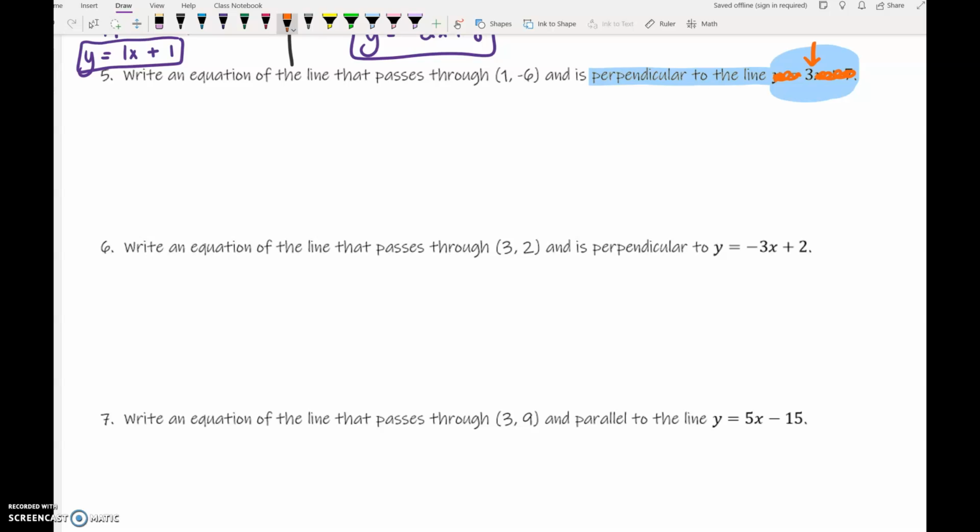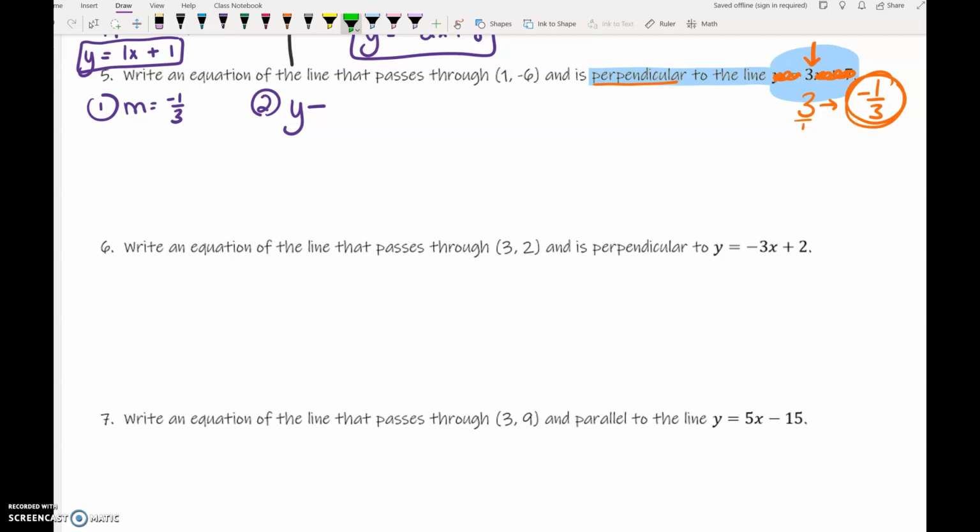Now, that's the original slope. We want something perpendicular to 3. So if 3 is the original slope, what's the perpendicular slope? Negative 1/3. That's the slope that we want to use. So step 1 is still going to be figure out what your slope is. You're just going to have to do a little bit of mathematical thinking to figure out what that slope is. Once you know what your slope is, step 2 is exactly the same.